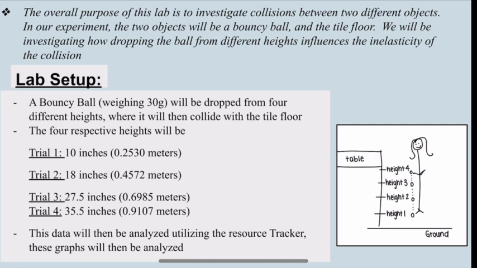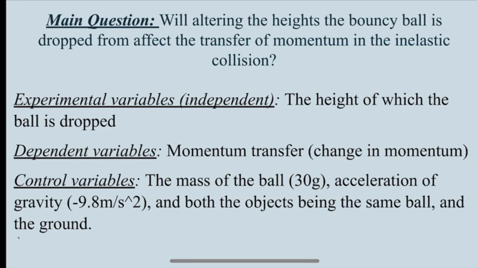So the main question is, will altering the heights the bouncy ball is dropped from affect the transfer of momentum in the inelastic collision? Our independent variable is the height that the ball is dropped from, which is the 4 heights I just mentioned. The dependent variable is the momentum transfer, and the control variables are the mass of the ball, the acceleration of gravity, and the constants that the ball and the ground stay the same.